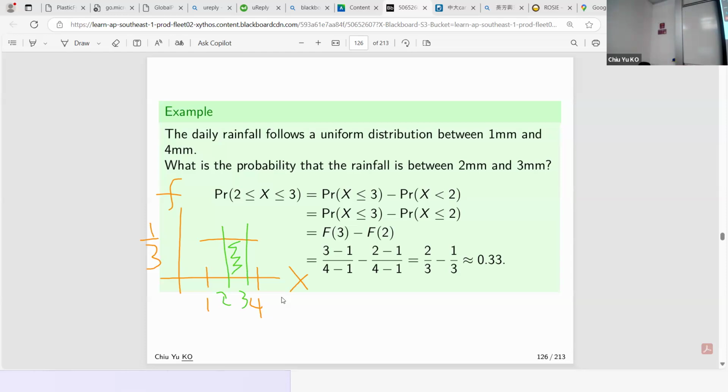Because what F of 3 is calculating is this guy, the red one. F of 3 is 2/3, the base is 2, right? And you can also calculate F of 2, which is this guy. The difference, the red minus the blue, is the green, right? Either you do it one way or the other. That's no different, right? Is that clear?